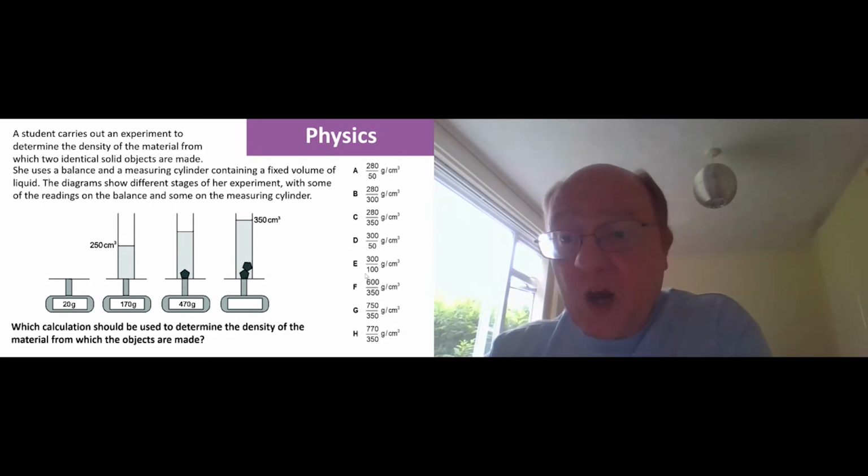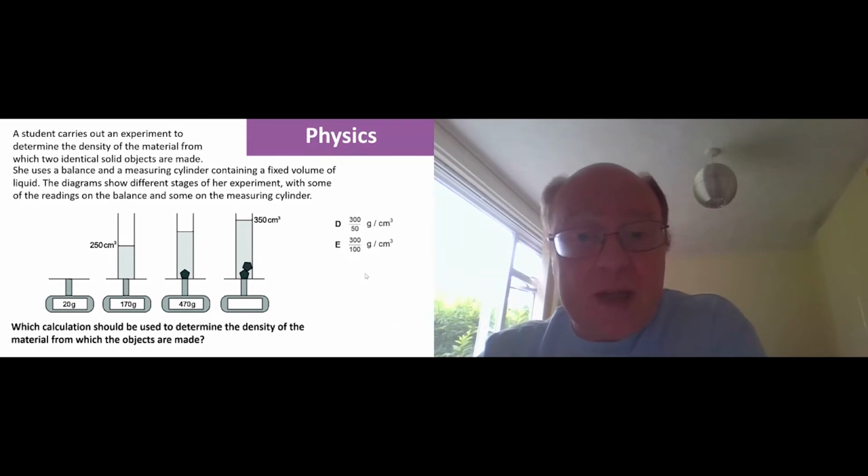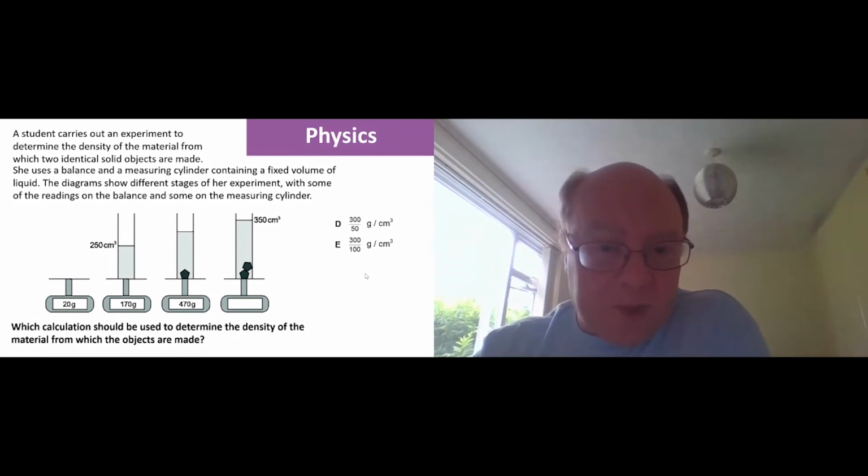So looking at the options there, we can eliminate all of them apart from D and E just with knowing that. So even if you couldn't go any further, you've already got a 50-50 chance of selecting the correct answer. So let's start thinking about the volume of the objects.